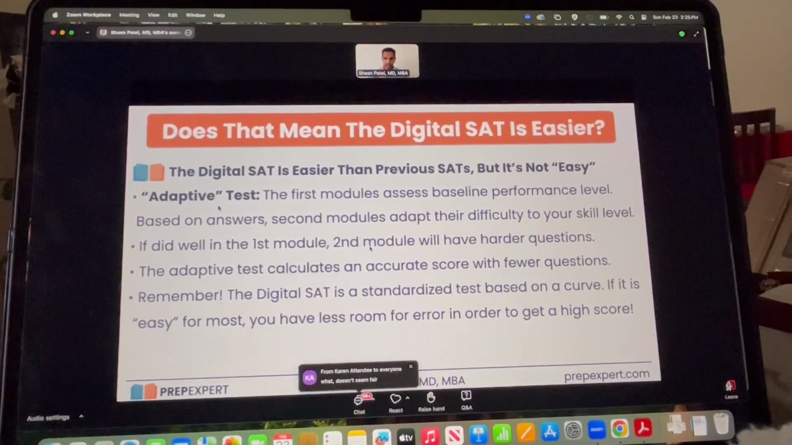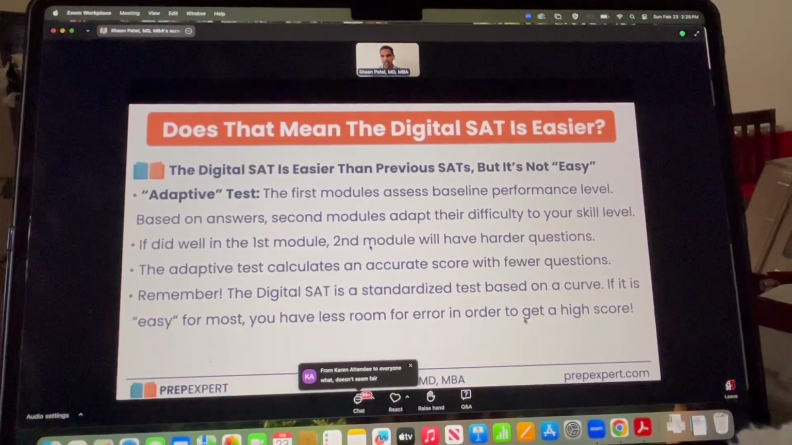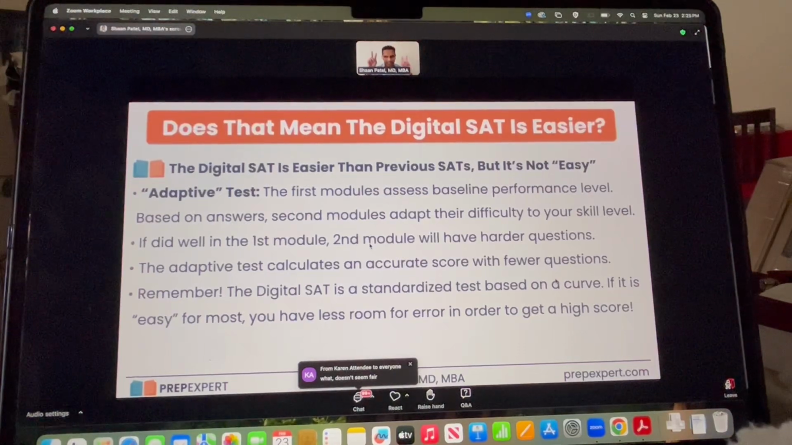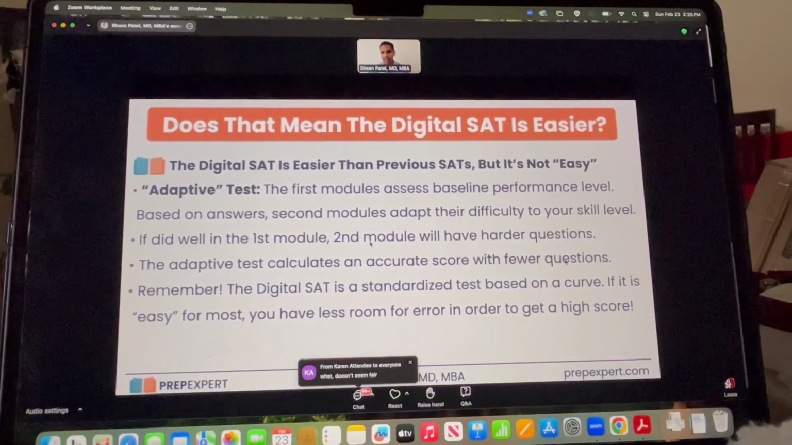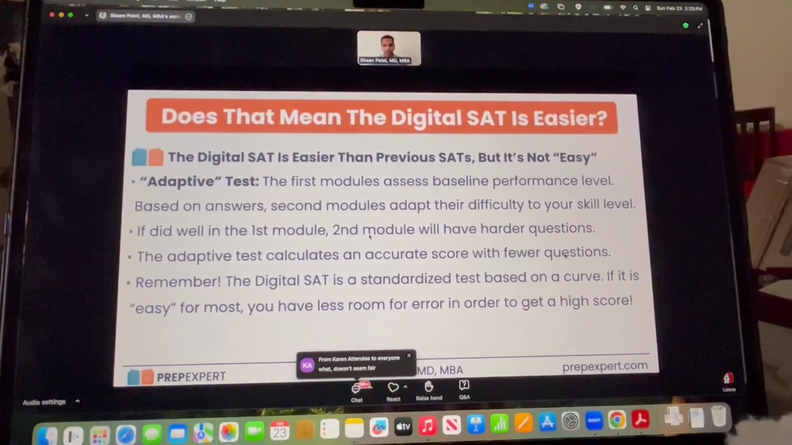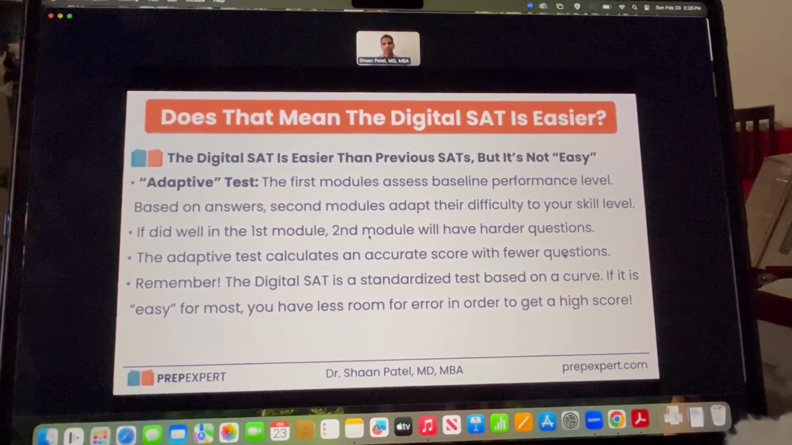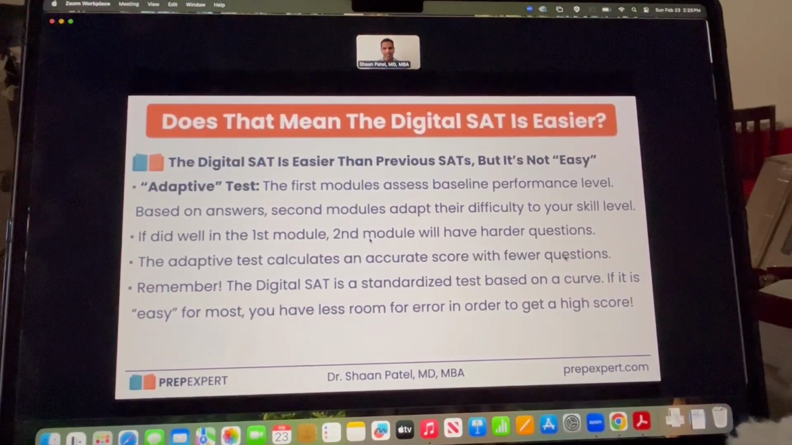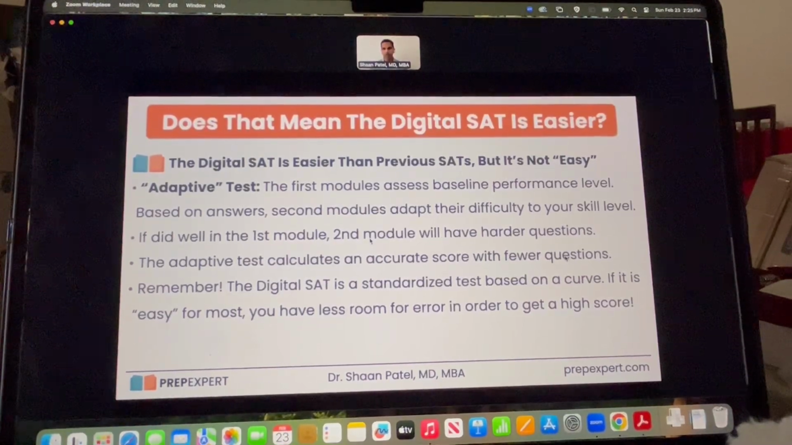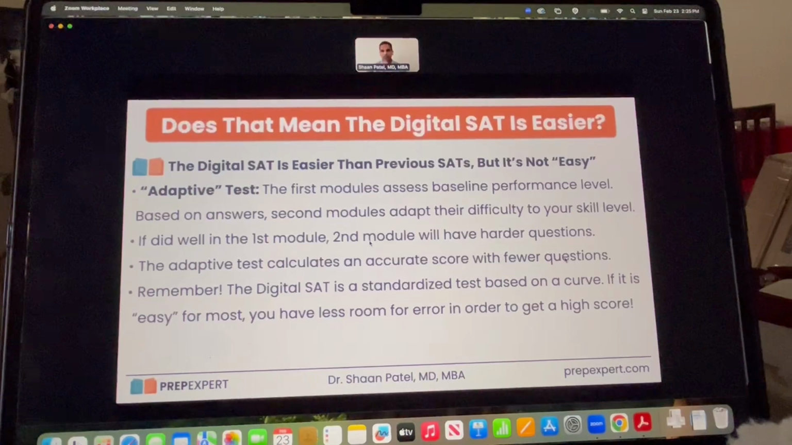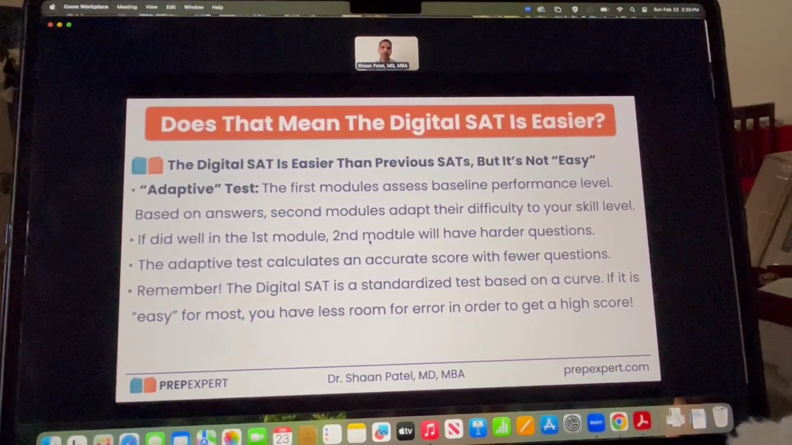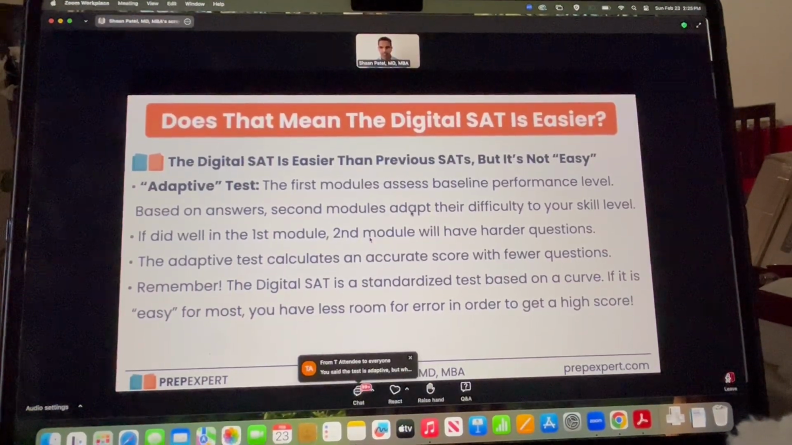Remember, the digital SAT is also a standardized test based on a curve. So if it is easy for most students, you have less room for error in order to get a high score. So the curve is a lot harsher. So it's not an easy test. You still have to study for it. Does that make sense? Because the curve is definitely more harsh on the digital SAT because there's fewer questions. And so you really have very little room for error on the new digital SAT versus the old SAT.